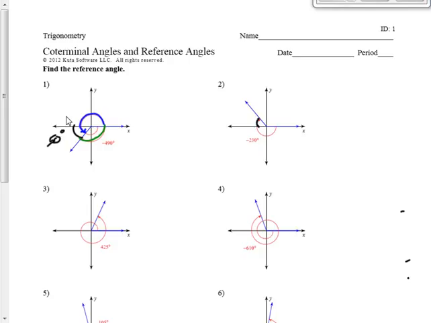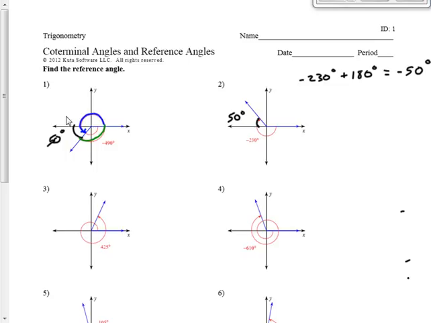Okay, I need to figure out what this angle right here is, the acute angle between the terminal side and the x-axis. I'm way past 180, so I need to figure out how far past 180 I am. If I take negative 230 and add 180 degrees, I end up figuring out that I'm negative 50 degrees away from the 180 point. So I'm 50 degrees past the 180, but in the negative direction. So this angle right here is a 50-degree angle.